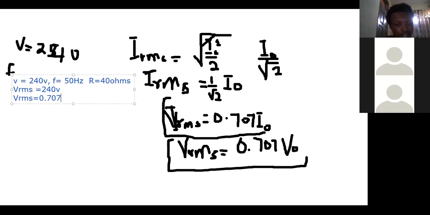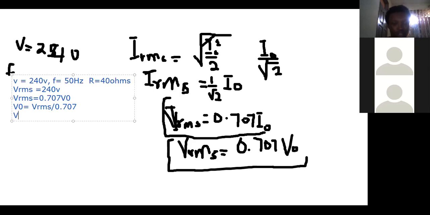0.707 V naught. Do you get it? We know this formula. But the question says you should find V naught, and we know that V naught is our peak voltage. So to find V naught, what do we do? Our V naught will be equal to our VRMS divided by 0.707. What are you getting?